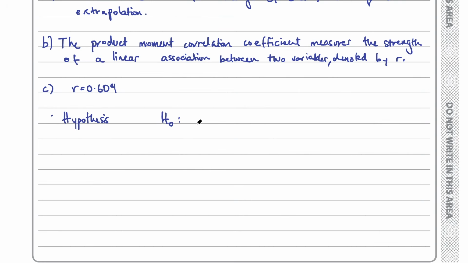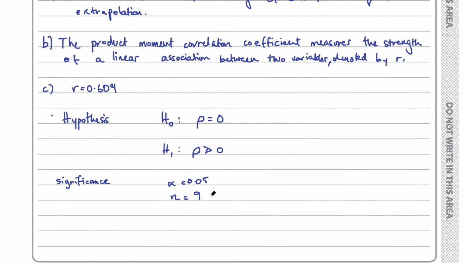So H0, the null hypothesis, rho, or the Greek R. I'm terrible at writing Greek letters, but there you go. Mathematicians love Greek letters, as you know. And the alternate hypothesis is that rho is greater than 0, the population R. Okay, and we're at a significance of 5%. So alpha is going to be 5%, or 0.05. And our sample size, N, is 9.